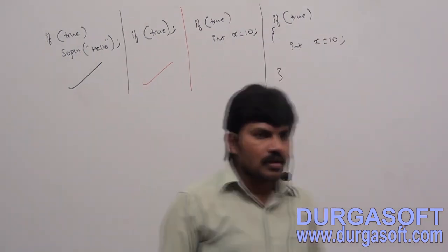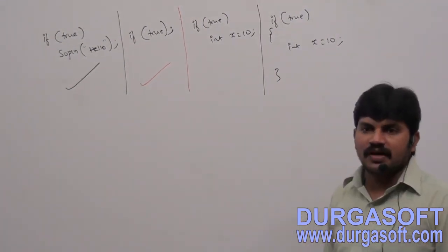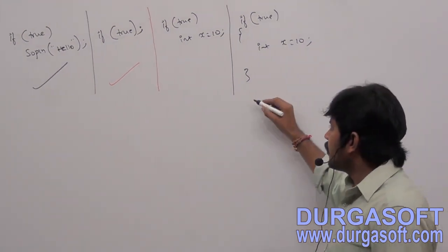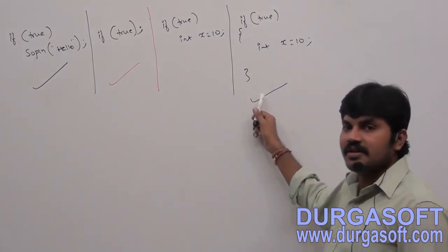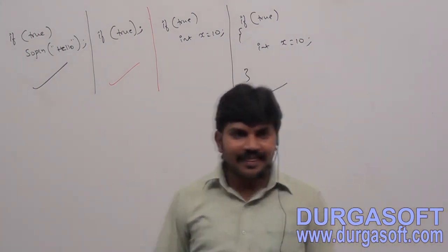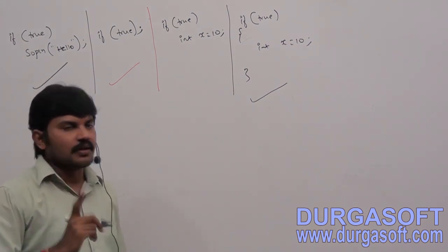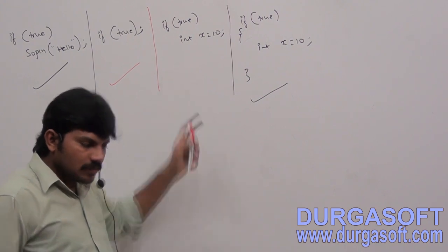Here I am taking if of true, curly brace open, int x is equal to 10. Is it valid or not? Valid or invalid? 100% this one is valid. Sir, if it is valid, automatically this one? Universal rules you should not break. If the second one is valid, automatically the first one is?